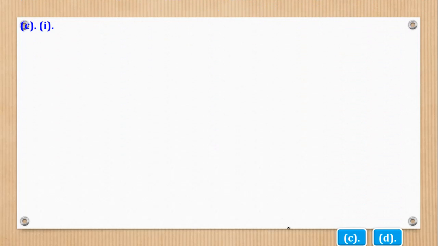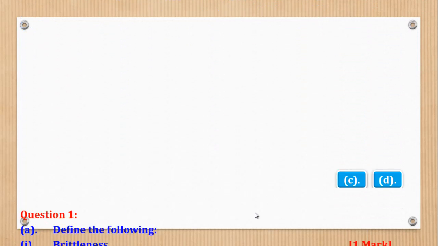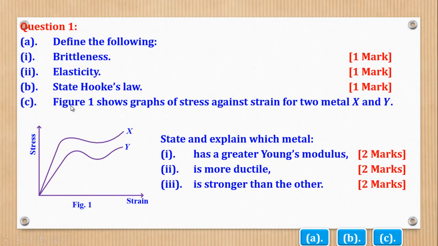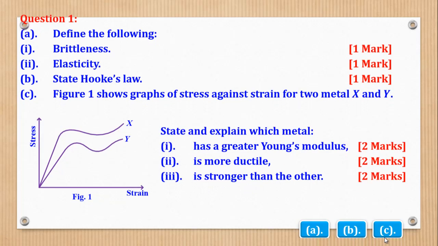Then part C now. Part C says, figure 1 shows graphs of stress against strain for 2 metals X and Y. State and explain which metal, Roman 1, has a greater Young's modulus. Roman 2, which metal is more ductile. And Roman 3, which metal is stronger than the other. So they want you to state the metal and also give a brief explanation.